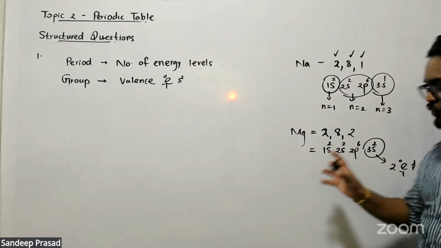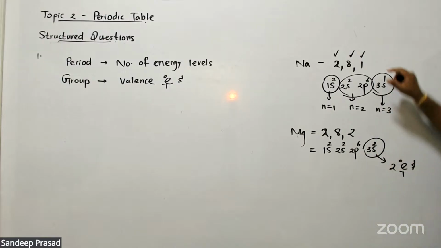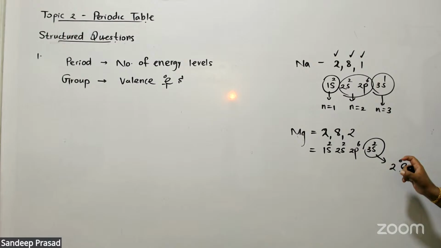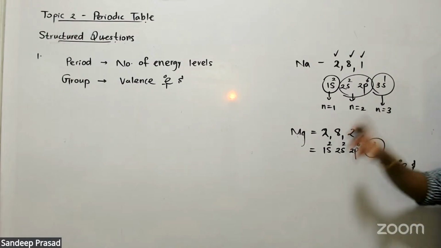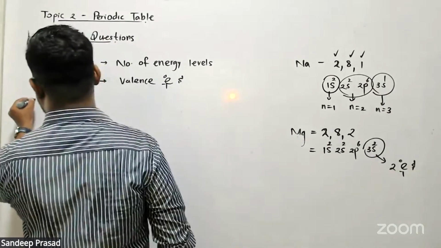So that means magnesium belongs to group number 2, right? Sodium belongs to group number 1. So the valence shell electrons are representing what? That particular electron belongs to which group? Understood? Question number 2.